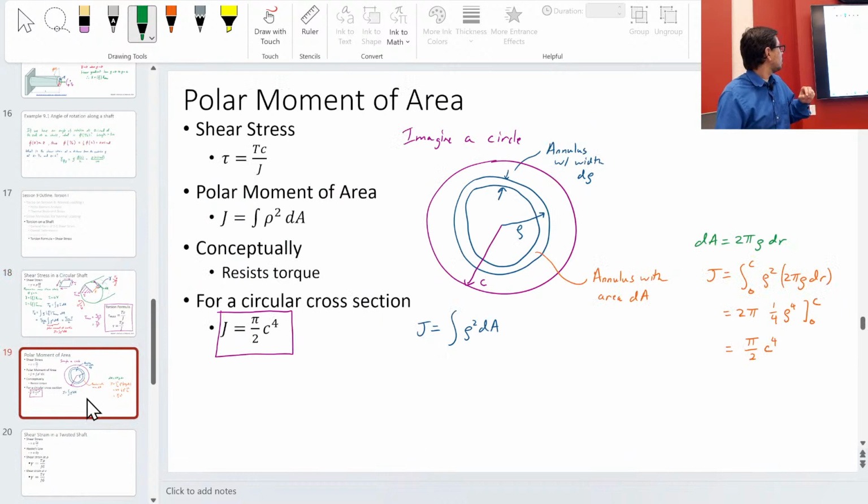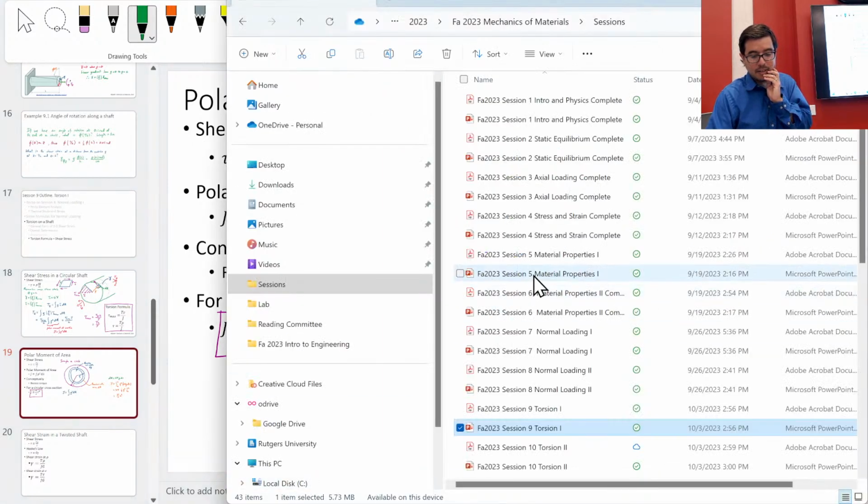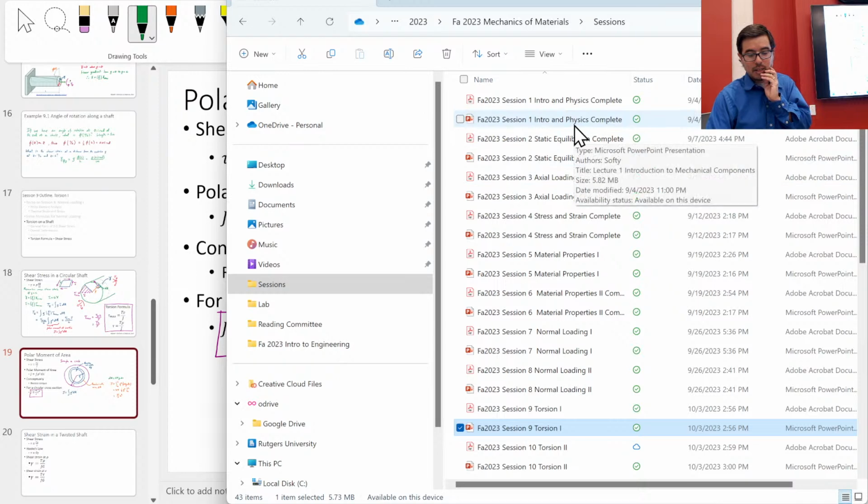So let's look at it. J is the integral of rho squared dA, so if you do the integral out, it actually goes with c to the 4th. And the numerator has a c, so the shear stress goes with 1 over c cubed, or radius cubed. Does this sound familiar? Shear stress goes with 1 over radius cubed. The maximum shear stress goes with 1 over radius cubed.